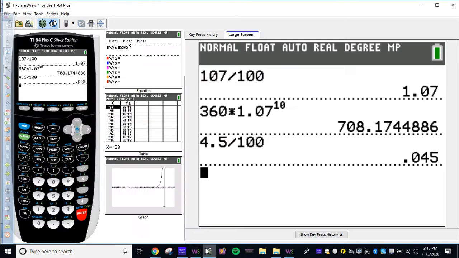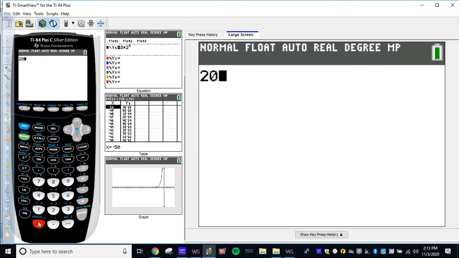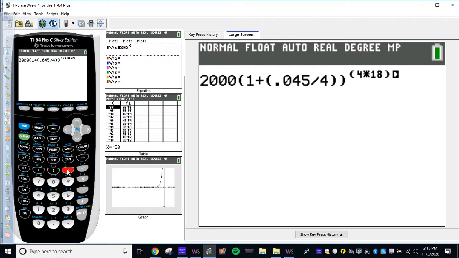Alright, you will see. So I'm going to plug this in. I'm just going to clear all this stuff out. We have 2,000 and 1 plus, I'm going to put this in parentheses, 0.045 divided by 4. And then double close the parentheses. Then I'm going to raise it to the 4 times 18th power. So you could just do 4 times 18, which is 72, and plug that in for the exponent. You could also, if you have a phone only, just divide that fraction inside of the parenthesis and add 1 to it, so it makes it easier to do. But you should have got $4,475.53.